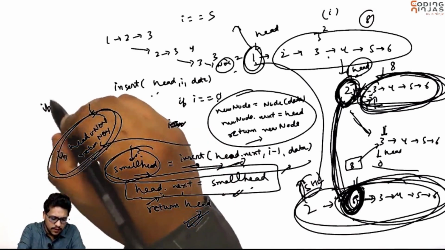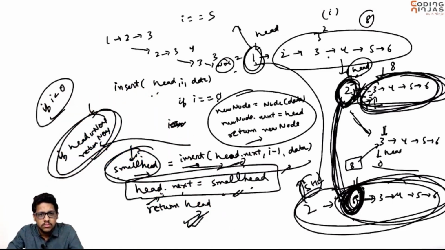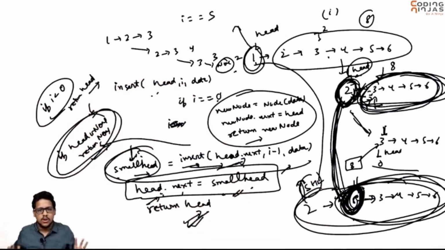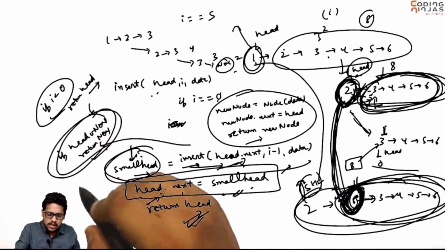The point is, if I is less than 0, what do you need to do in that case? If I give you -1, -2, you just need to return the same linked list. Okay, in that case you just need to return the same head. You cannot do anything, you will just return the same head again. That is the same thing, rest will be done.